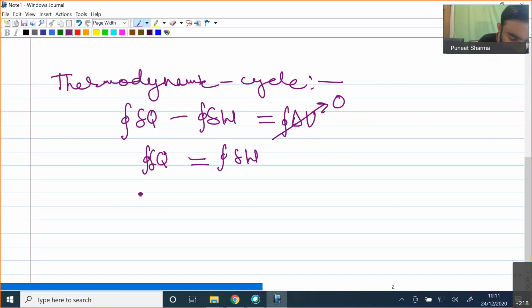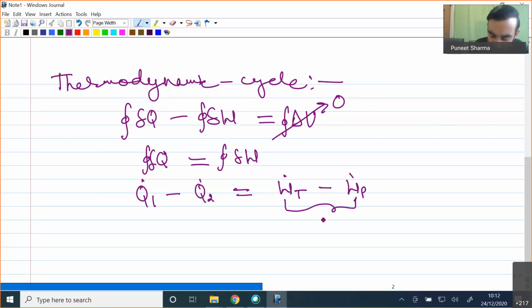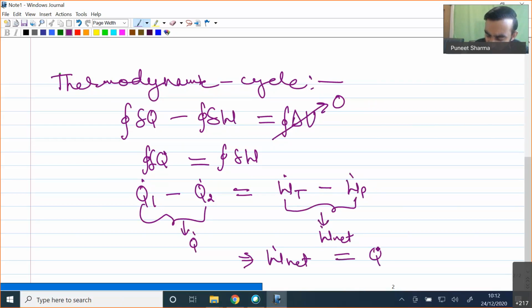Finally I can say that heat is being added at the rate of Q dot 1, so Q dot 1 minus Q dot 2, which is my net heat transfer rate, is equal to W dot T, the work done by the system, minus W dot P, the work supplied to the system. So this is my net work done, and this is the net rate of heat transfer. The net output work I am getting is equal to Q1 dot minus Q2 dot, where Q1 is the amount of heat added and Q2 is the amount of heat rejected.